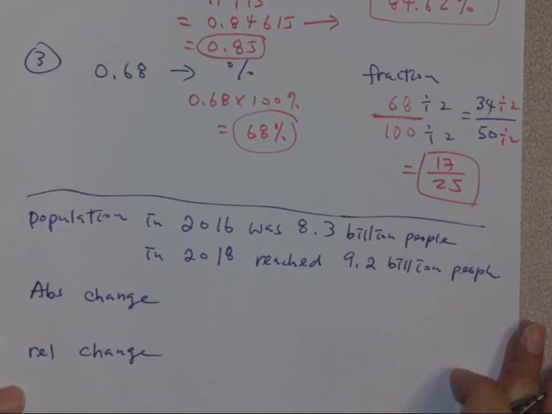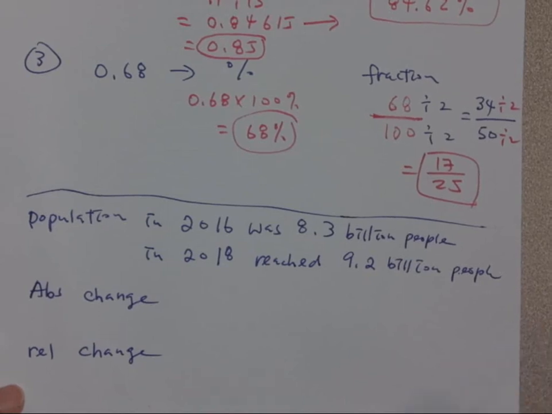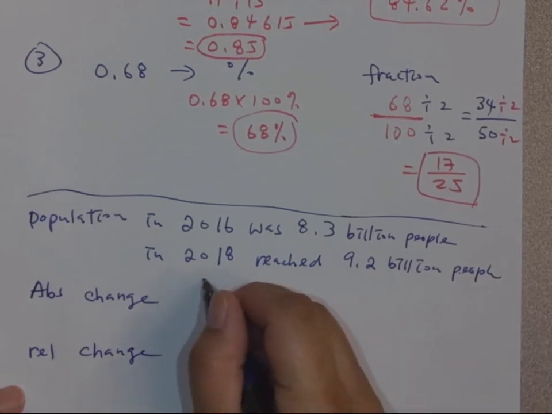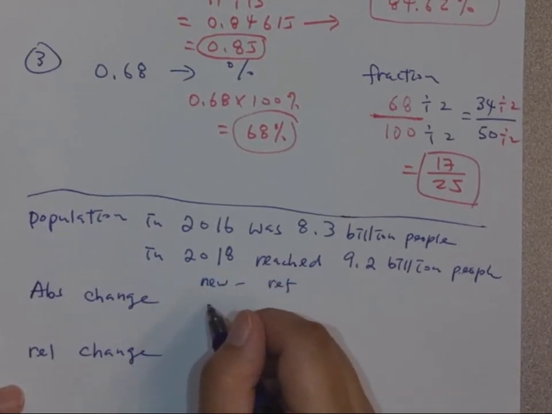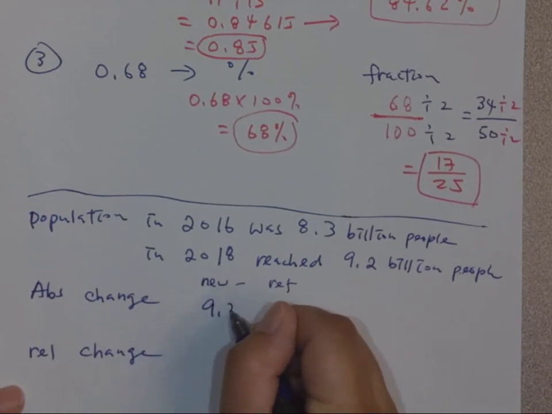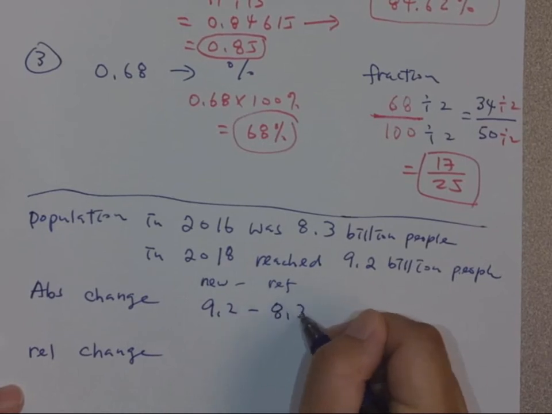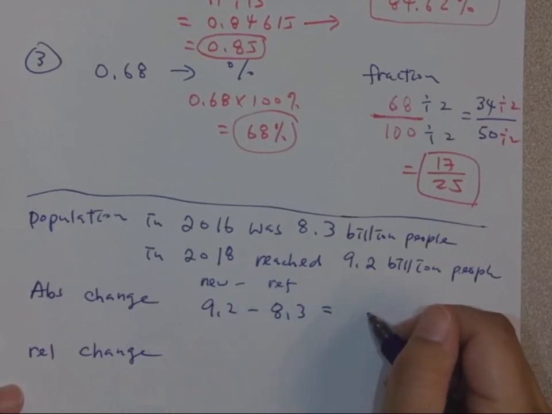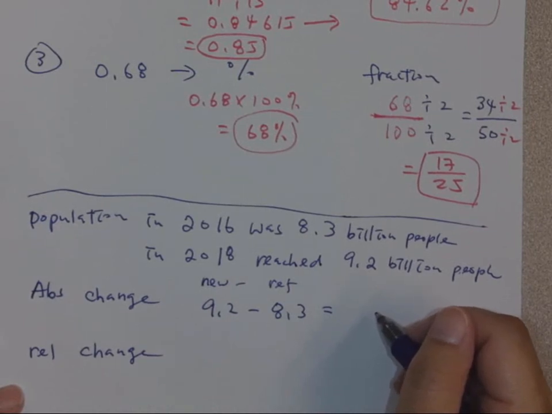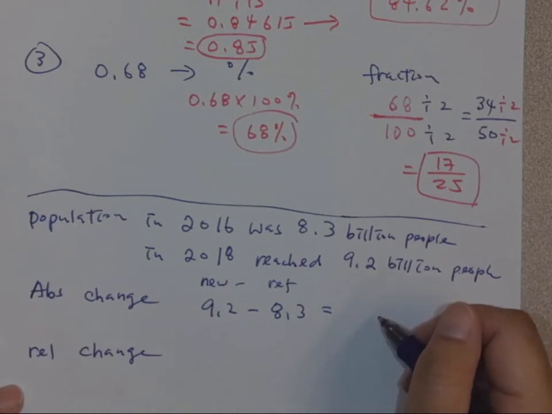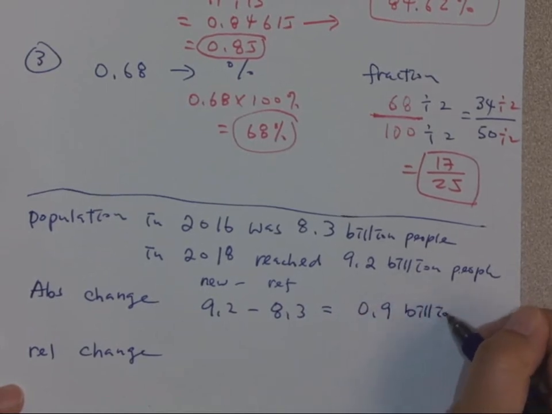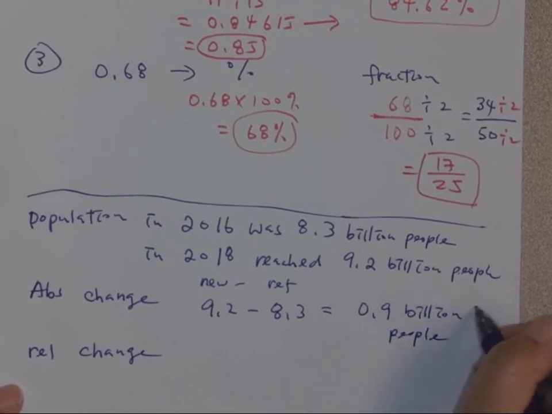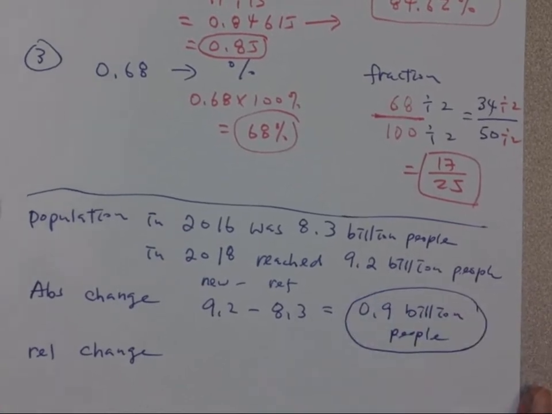How do I find the absolute change? The new minus the reference, okay, so it's going to be 9.2 subtract 8.3, we're going to get 0.9 of what? Billion people. So that's your absolute change. Are we okay? So that would be good enough steps for me.